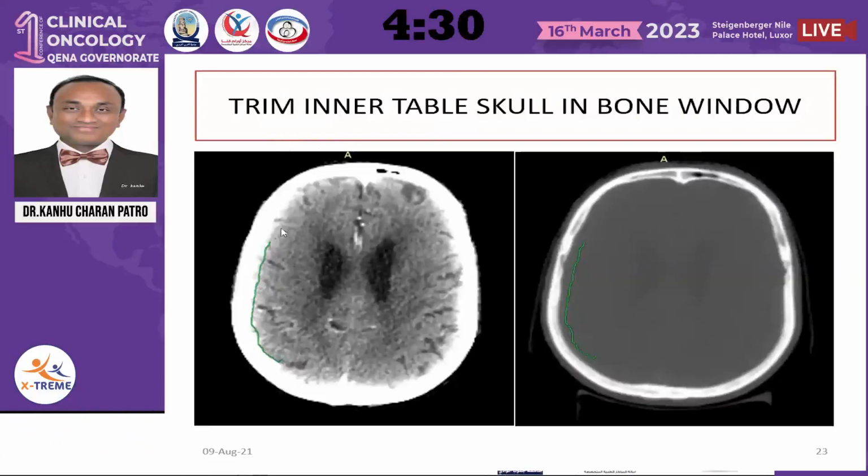So how to trim? If you trim in the brain window, you are missing some brain tissue, and there may be a recurrence. You can see here the green line where the CTV is lining, but if you look in the bone window, you can see the gap of normal brain tissue in the brain extension. So always trim with the bone window, not in the brain window.